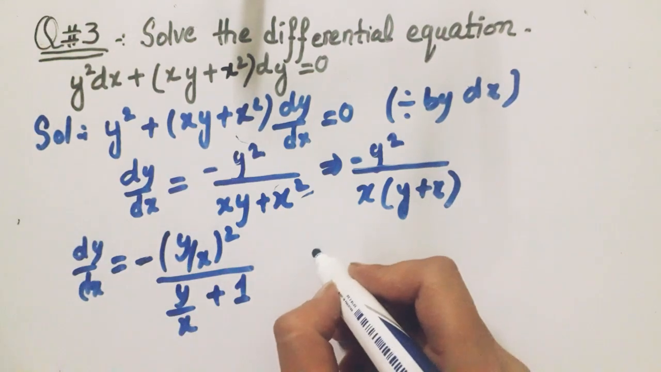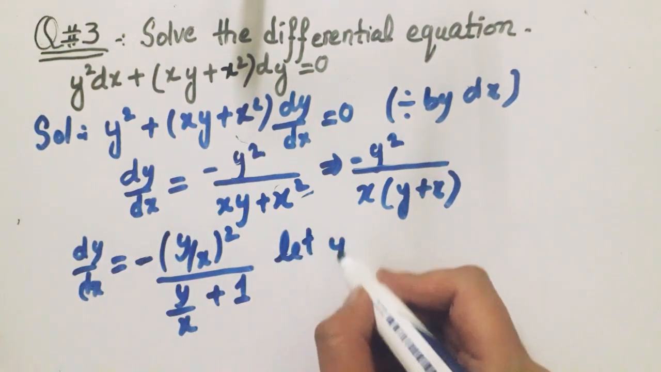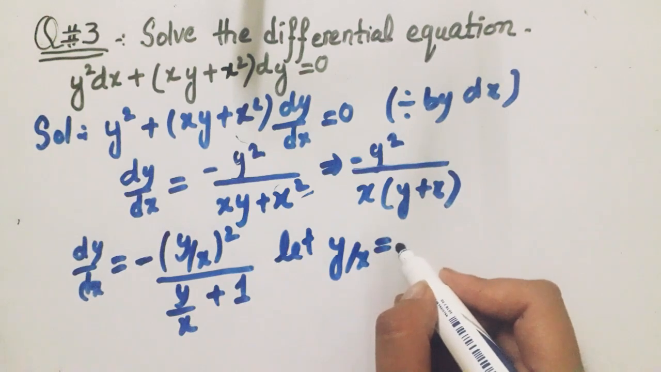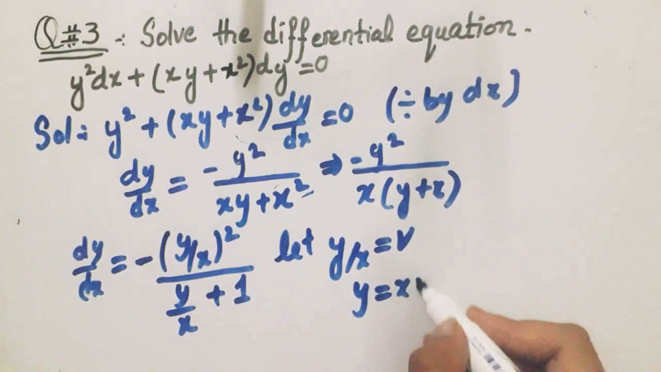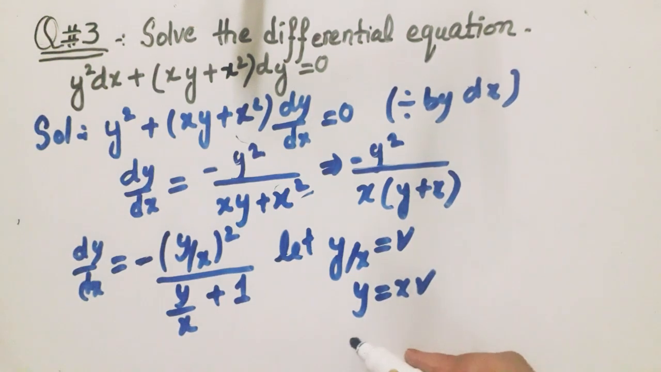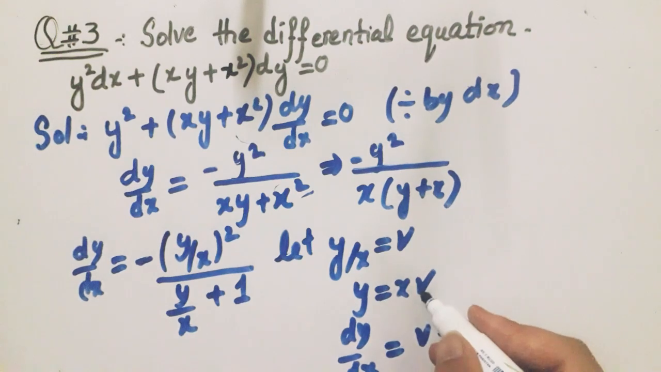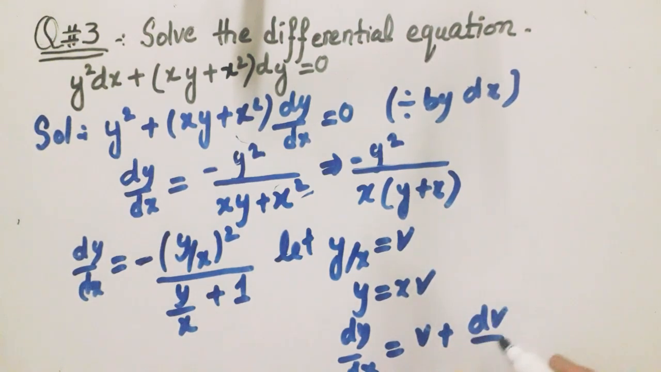Now let y/x be equal to v. Then y is equal to xv, and dy/dx will be equal to v plus x dv/dx. Now we will substitute this here and get the correct answer after separating the variables.